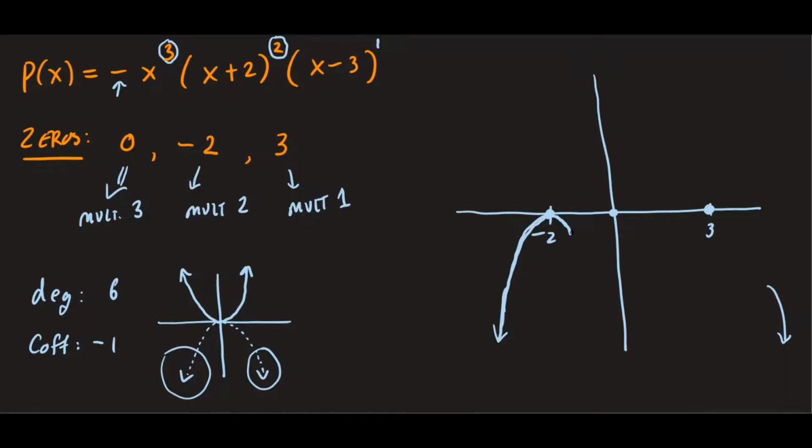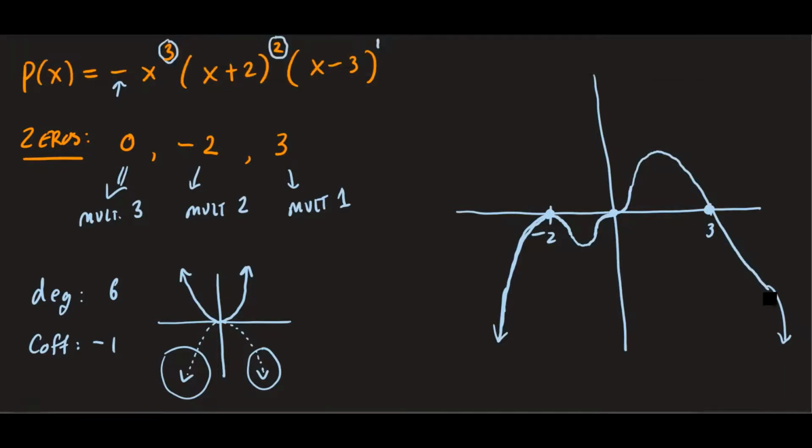Meaning if the multiplicity is 3, it's going to look like a cubic function. So we're going to come to that 0, but we're going to behave like cutting through, something like a tiny x cubed. And then 3 has a multiplicity of 1, which is a linear function. So it's just going to cut through it when it's connecting from the previous 0. And that's pretty much how the graph looks.